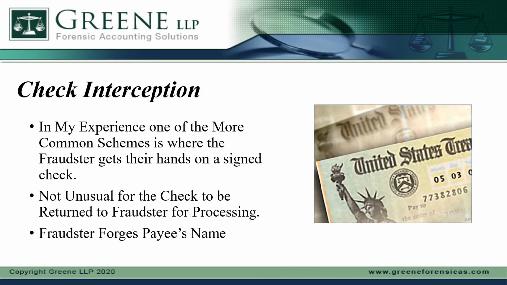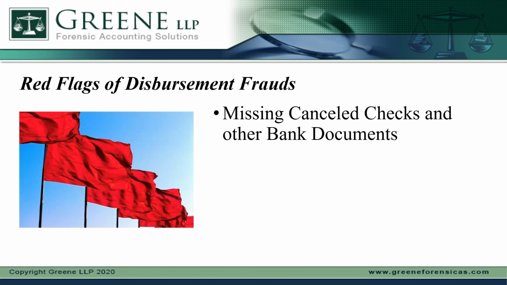One of the more common schemes is check interception. It is not unusual that a fraudster requests the check and payment to a vendor to be actually returned to themselves. The fraudster then simply forges the endorsement and keeps the proceeds. What are some of the red flags you look for here?